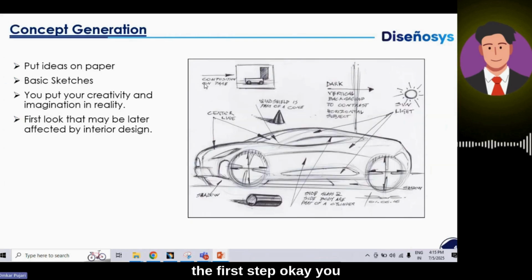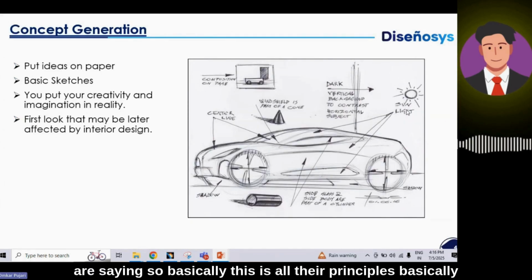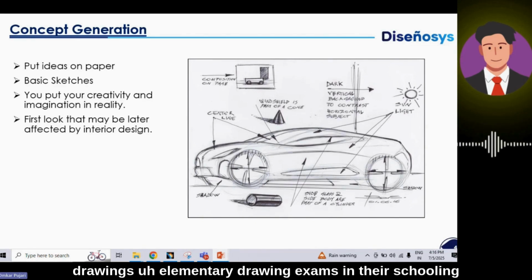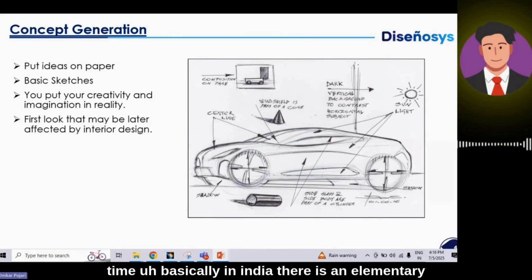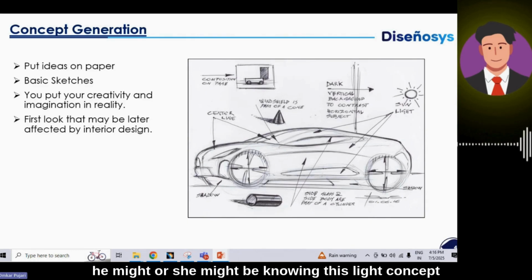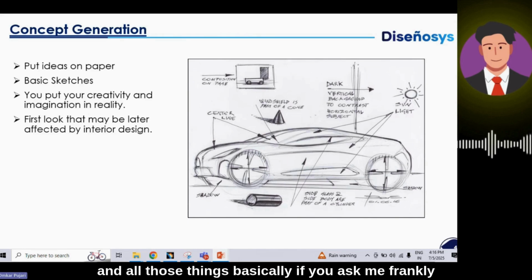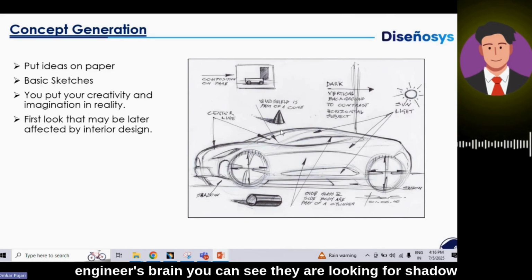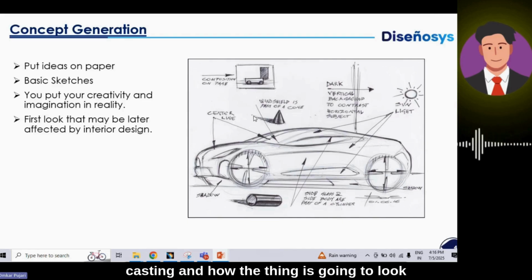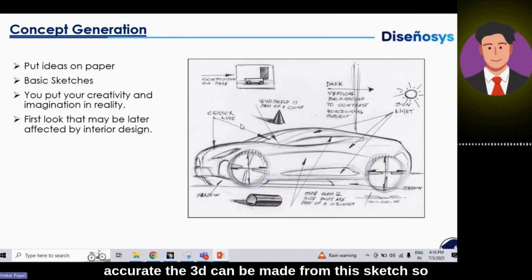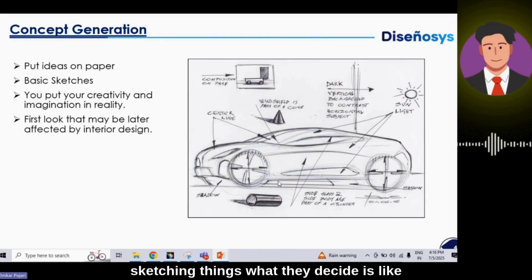So basically, these are all their principles. If someone has completed their elementary drawing exam during schooling, and in India there is an elementary drawing exam in school, they might be knowing this light concept and all those things. Frankly, I'm not aware of all these exact concepts. But having an engineer's mind, you can see they are looking at shadow casting, how the thing is going to look, and how accurate the 3D can be made from the sketch. So these are some basic sketching things.